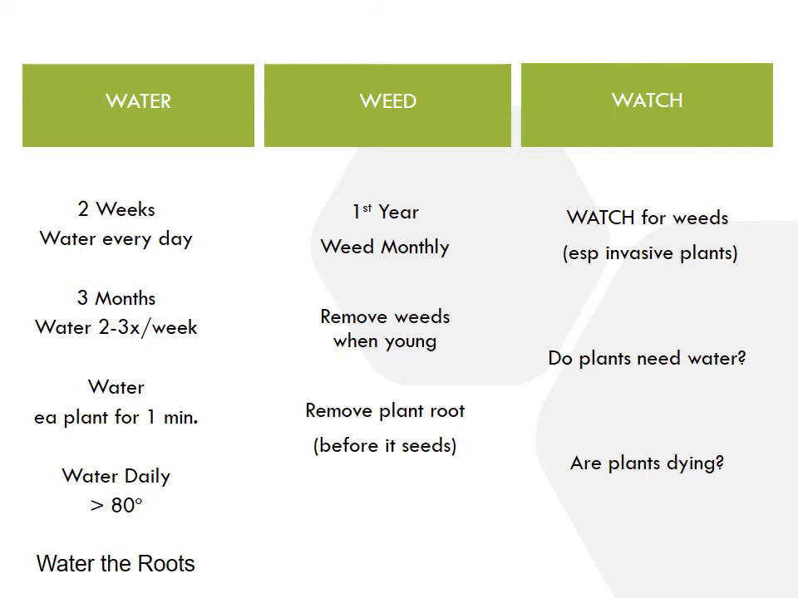Remember, weed early and often, particularly when the plants and the weeds are young. You'll need to plan on a monthly weeding schedule during the first year. And watch for weeds, especially invasive plants, during the first 3 years. Do the plants need water? Are plants dying? Watch for all of these things.